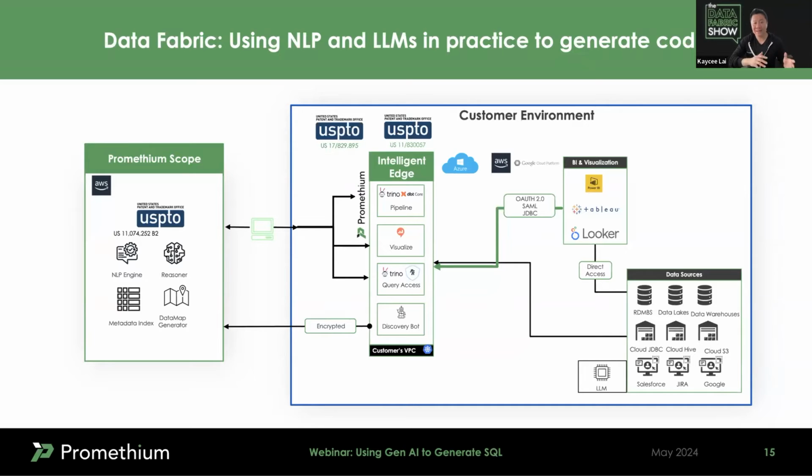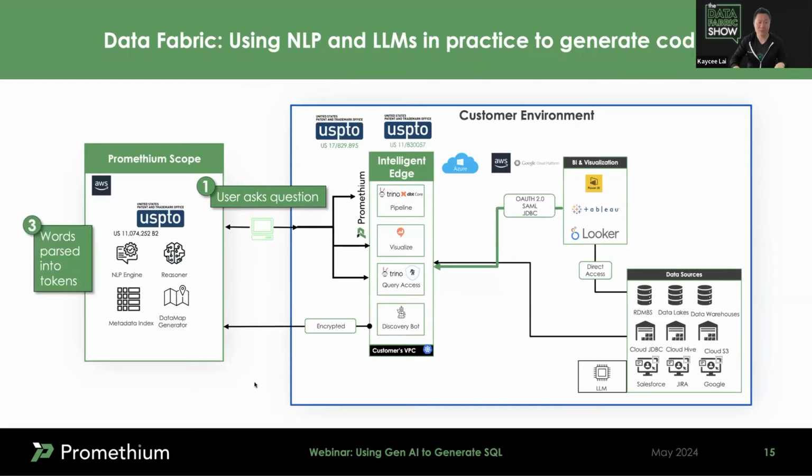And so the way that this would happen in a data fabric architecture is the user will ask the question. That question is generated and sent to the Prometheum scope, where, guess what, we have the NLP engine there, so we can parse the words into tokens, as we talked about earlier, that second part of the tokenization. Once we have the tokens, we can search them against the metadata index. The metadata index has all the metadata from all your data sources that you connected Prometheum to.